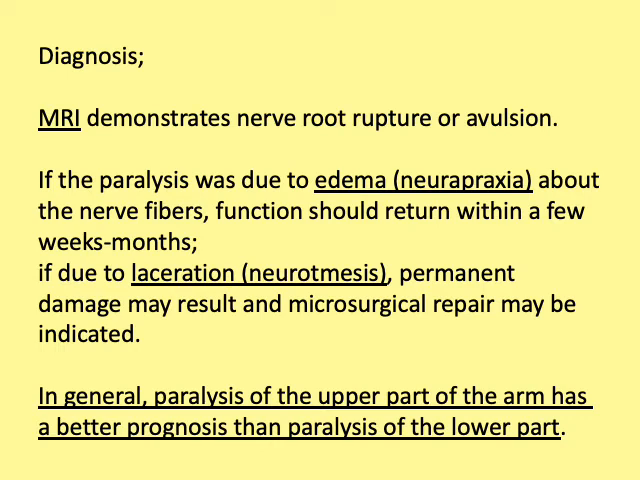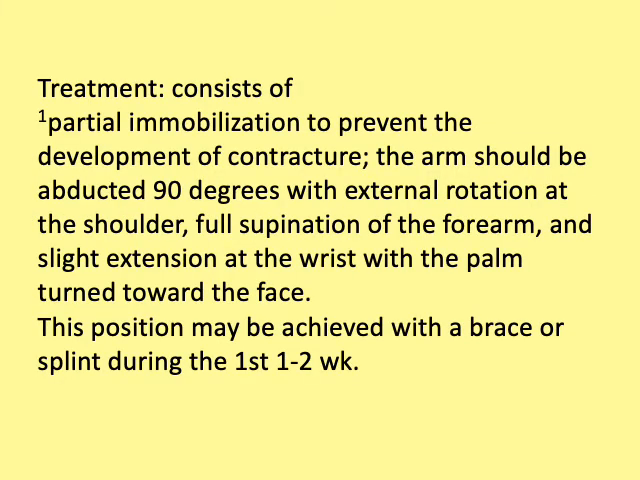As I said before, in general, paralysis of the upper parts of the arm has a better prognosis than paralysis of the lower parts of it. Treatment of brachial plexus palsy includes partial immobilization to prevent the development of contractures, so the arm should be abducted 90 degrees with external rotation at the shoulder and full supination of the forearm and a slight extension of the wrist with the palm turned towards the face.